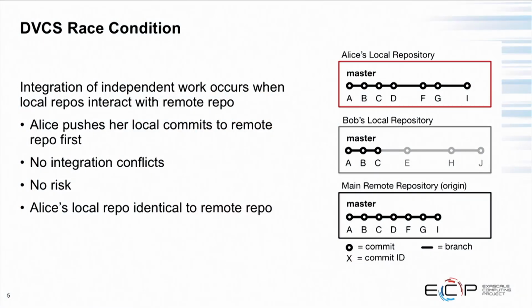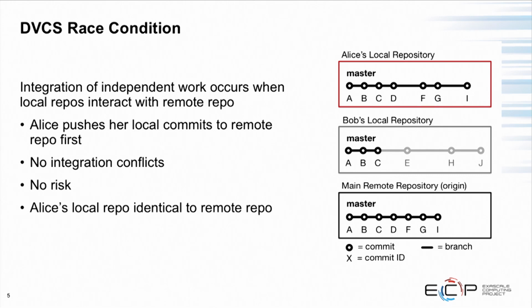So when you do this type of integration, there's going to be a race condition in general. So we're going to imagine that Alice is the first one. She finished her commits D, F, G, and I first, and she decides to go and push those to the remote repository. In other words, she's ready to share those commits with the rest of the world and with Bob.